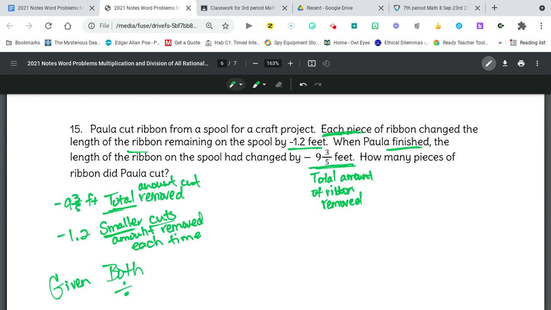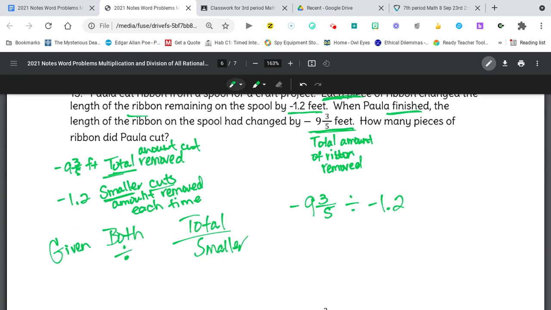Then you need to divide. Take your total and divide it by the smaller cuts. So I'm going to take negative 9 3/5. That's my total. And divide it by the smaller cuts. I got a fraction and a decimal. So I could change negative 9 3/5 to a decimal, or I could change negative 1 2/10 to a fraction. I think I'm just going to change this to a fraction, guys. But you can do what you want to.